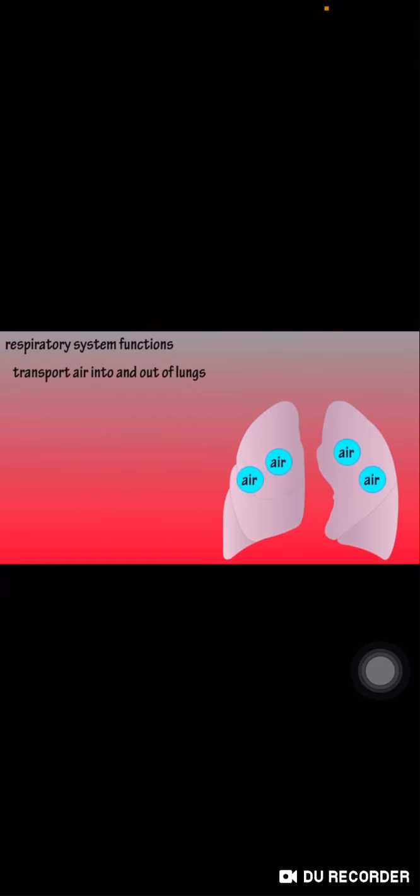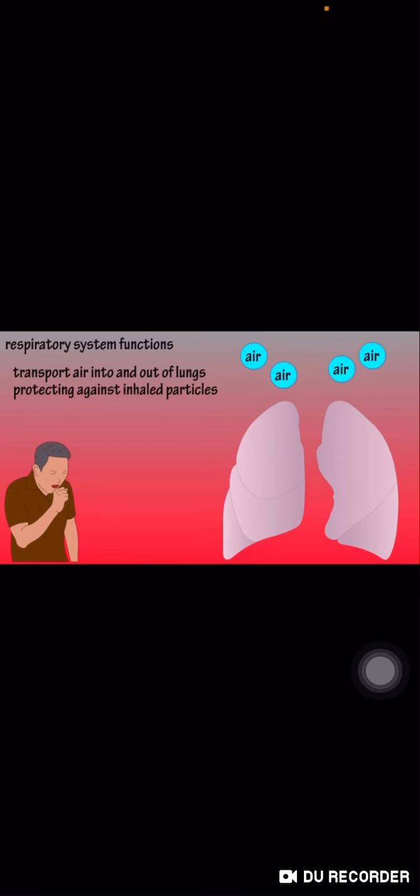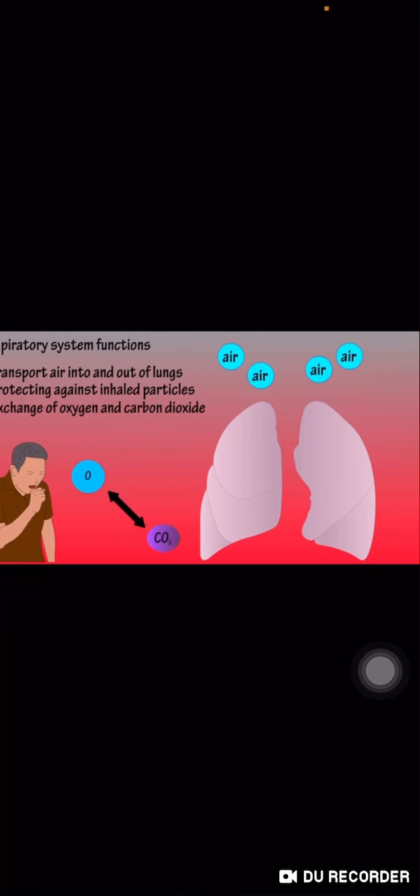The main functions of the respiratory system include transporting air into and out of the lungs, protecting the body against harmful particles we inhale, and its most important function, exchanging oxygen and carbon dioxide. So it's basically about breathing. Now let's take a look at the diagram and go through the respiratory system's main components.